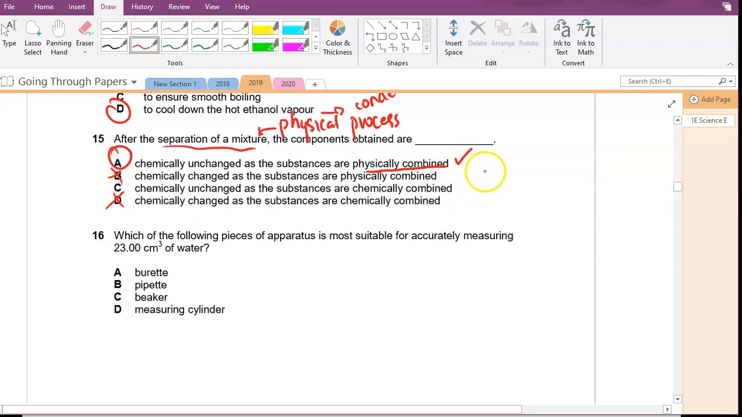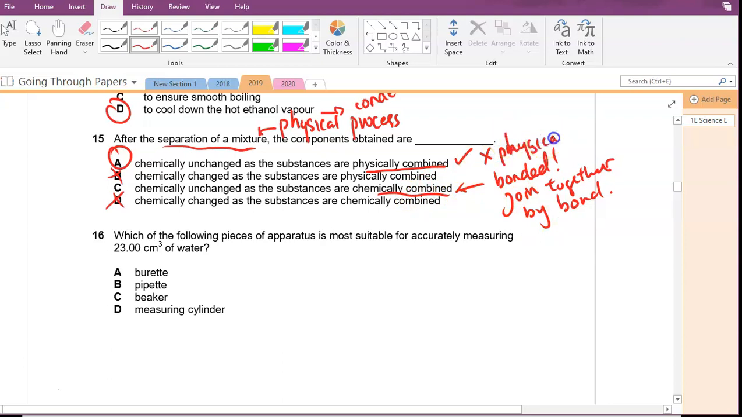So for a mixture, you're actually just mixing them. It's a physical combination, it's not a chemical one. When we talk about chemically combined, it means that they are bonded, joined together by bonds. You're going to learn bonding in Sec 2, where you'll learn a little bit more in detail. But in general, the answer will be A because they are chemically unchanged. And for you to use a physical process to separate them, they must only be physically combined. If they're chemically combined, you cannot use a physical process. So just take note of this.